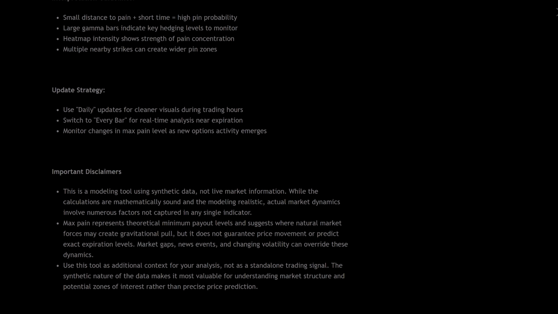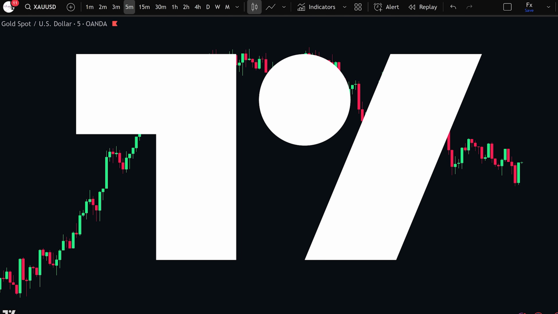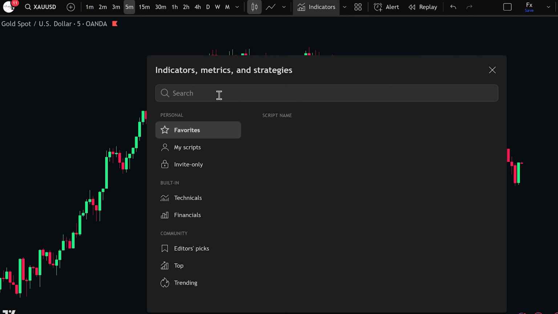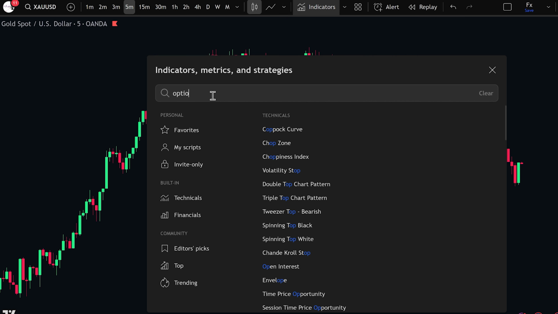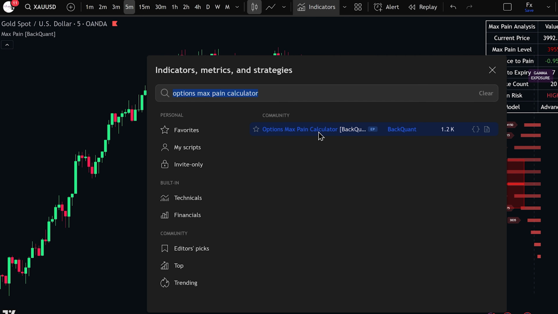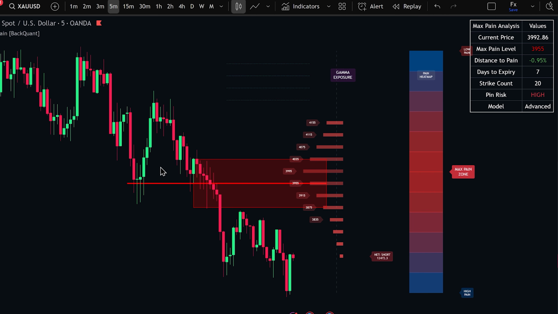Let's get started. First, open TradingView and click on the Indicators button at the top of your chart. In the search box, type Options Max Pain Calculator. Once you see it, click on the indicator by Backquant, and it will instantly load onto your chart. Go ahead and close the search panel so you can view the full display clearly.